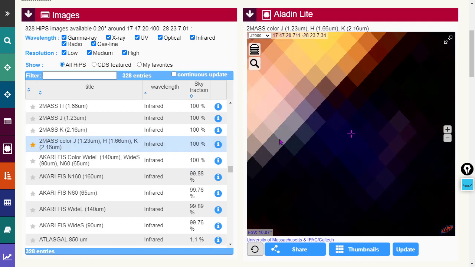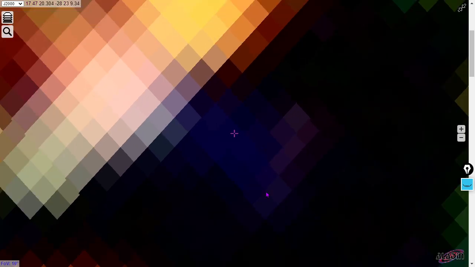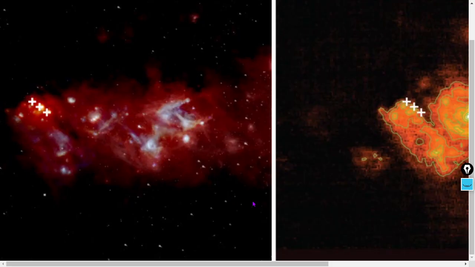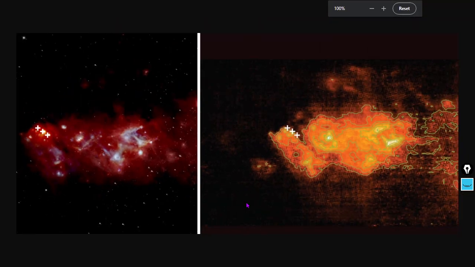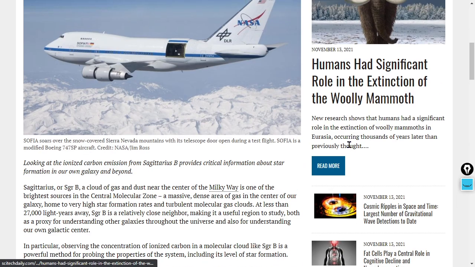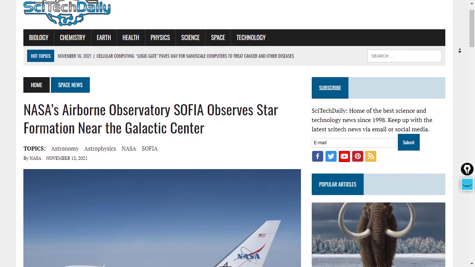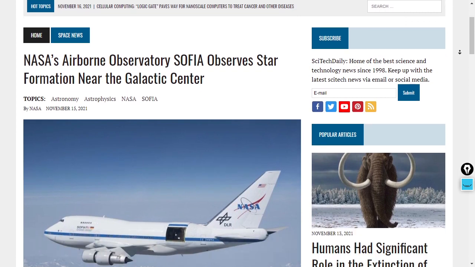And here's some infrared false color imagery, 3 different wavelengths from 2MASS. And you can see there is indeed an infrared signal there. Sagittarius B, a cloud of gas, is covered today on SciTech Daily. You can find this article, and there is some more analysis of it. If you'd like to check out the article, the title is NASA's Airborne Observatory SOFIA observes star formation near the galactic center.